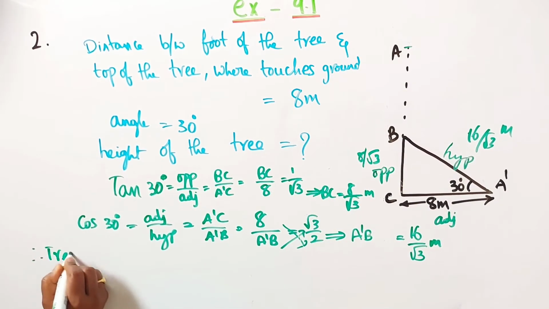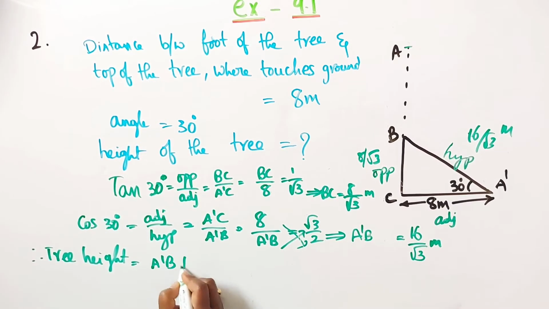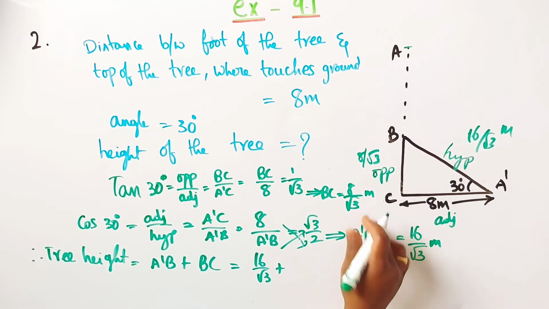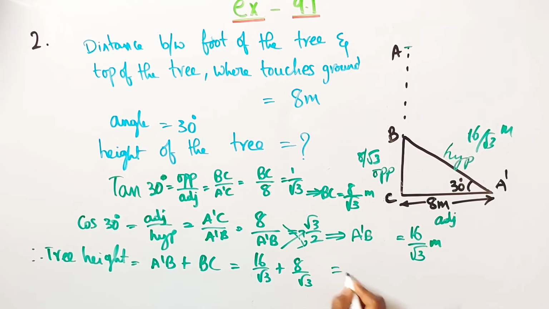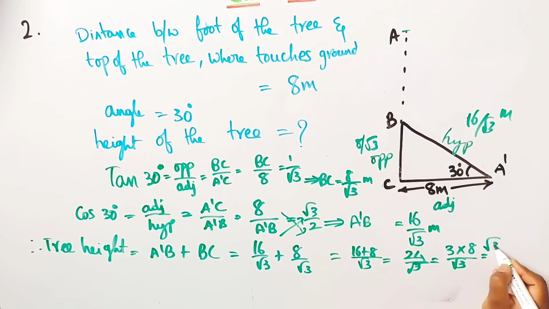Therefore tree height is equal to A dash B plus BC. We know A dash B, that is 16 by root 3, plus BC is 8 by root 3. This is equal to, here both the denominators are same children, take root 3 as common. So 16 plus 8 is 24 by root 3. 24 we can write it as 3 into 8 divided by root 3. Again 3 we can write it as root 3 into 8 divided by root 3.